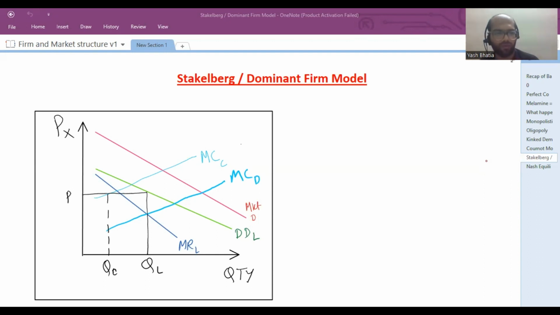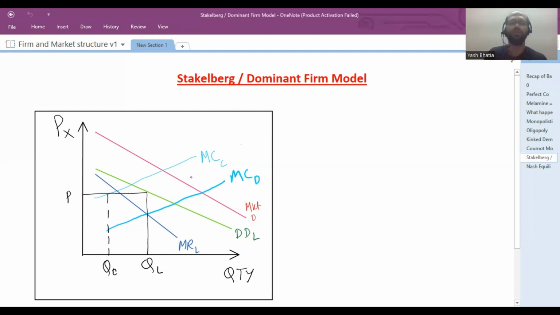First, I want you to have a very close look at this diagram on the screen. The pink line here is the market demand curve. I'm highlighting it. This pink line is the market demand curve. The green line here is the demand curve for the dominant player or the market leader. The blue line is the MR curve for the market leader, and this line is the marginal cost curve for the dominant firm or the market leader, and this blue line is the MC curve for the competitors.